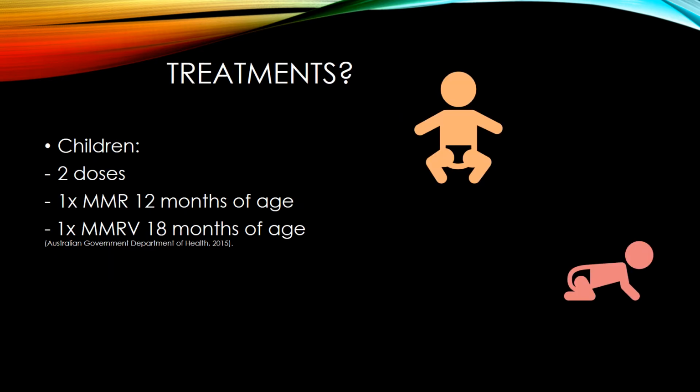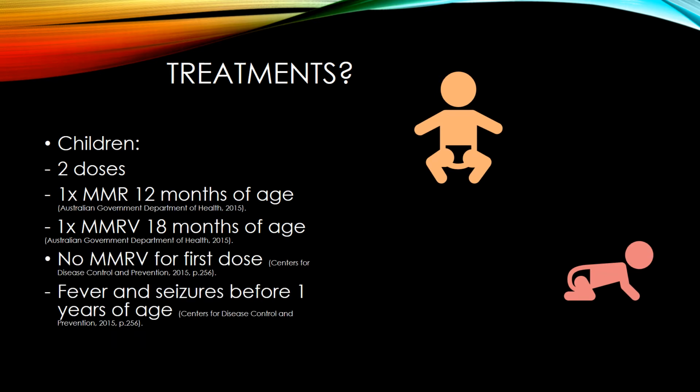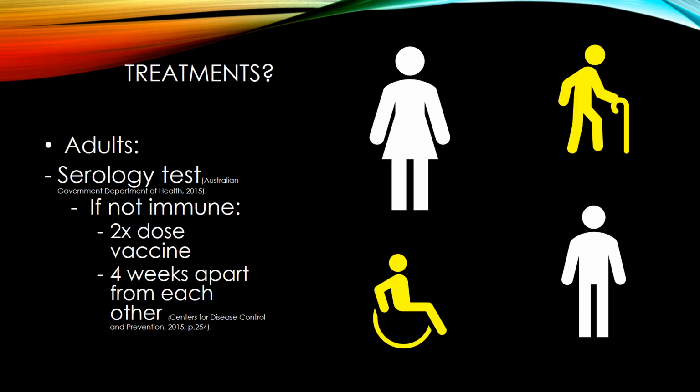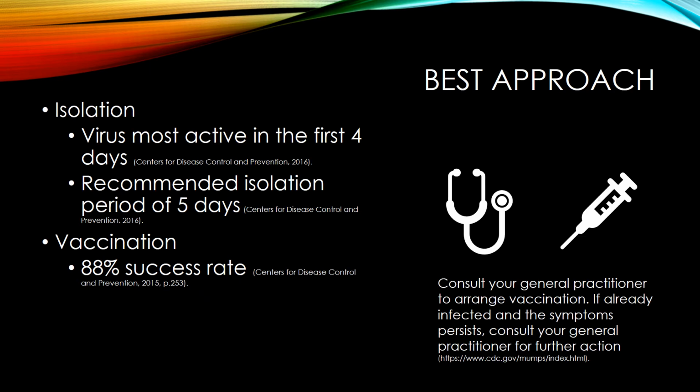For children, the newest recommended vaccination schedule is 2 doses, 1 MMR vaccine during 12 months of age and 1 MMRV vaccine at approximately 18 months of age. It is not recommended to use MMRV vaccine as the first dose as it increases the risk of fever and seizures, especially administered before 1 year of age. For adults, it's best to take a serology test for mumps to confirm immunity. 2 doses of vaccines for mumps is recommended if you are not immune, with each dose at least 4 weeks apart from each other.